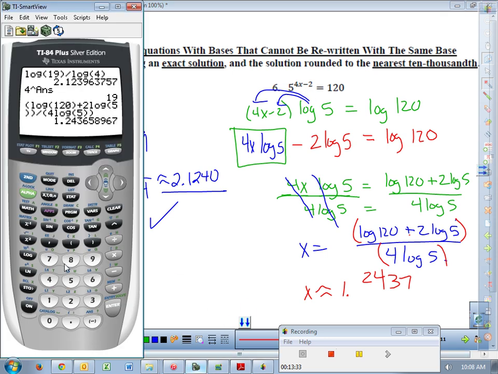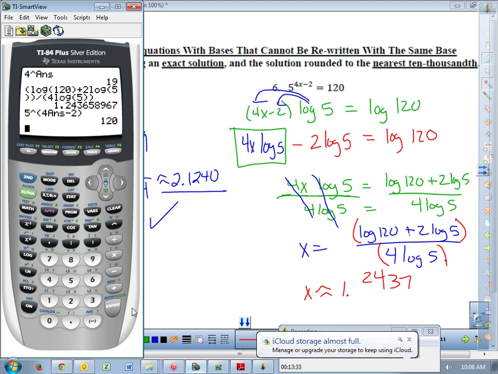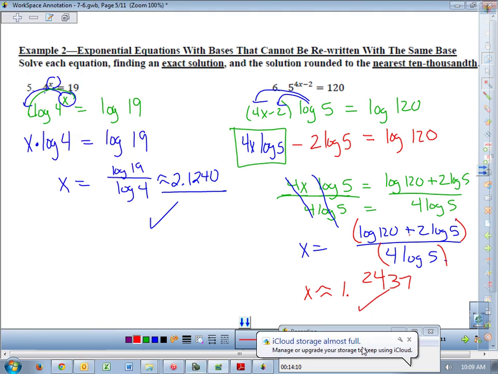Don't we want to take 5 to the, more than one thing in the exponent? How are you going to punch it back in? What do you need that exponent to be in? Parentheses, 4 times the previous answer minus 2. Close your parentheses. Isn't that basically what it says? Just realize that that whole exponent has to be in parentheses, and that ANS is the fancier way to say x, right? You should get 120 back. Did we get 120 back? So it's just messy, messy, messy.